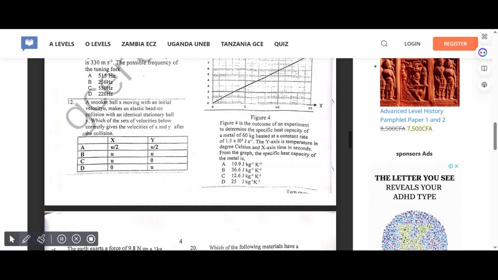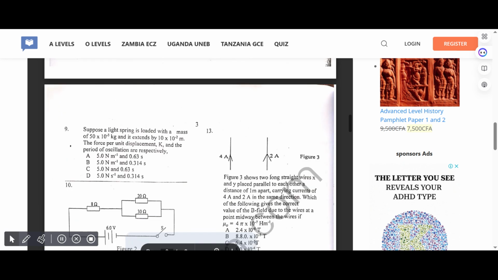A snooker ball X moving with an initial velocity makes an elastic head-on collision with an identical stationary ball Y. Which of the sets of velocities below correctly gives the velocities of X and Y after the collision? Correct answer for 12 is D.